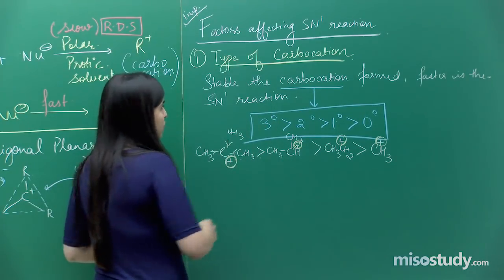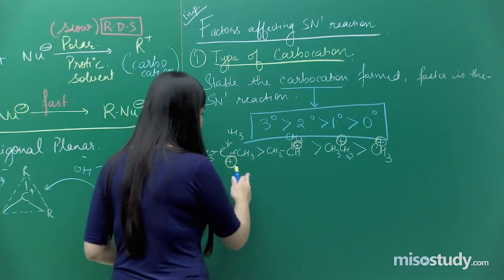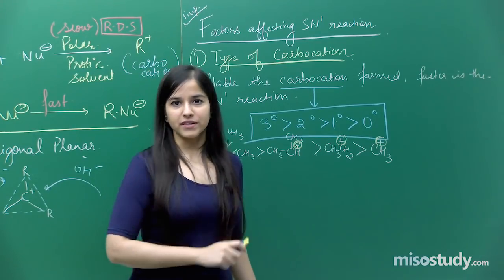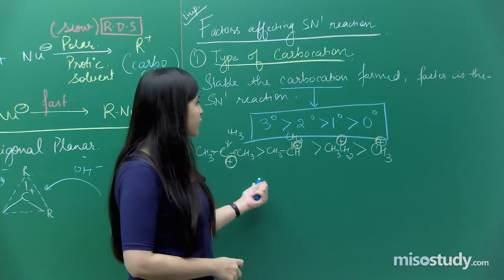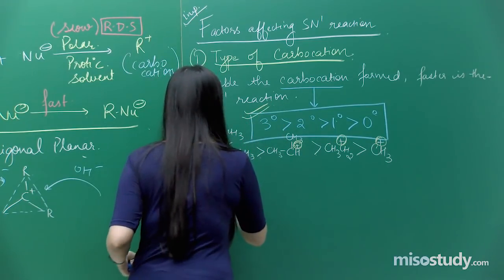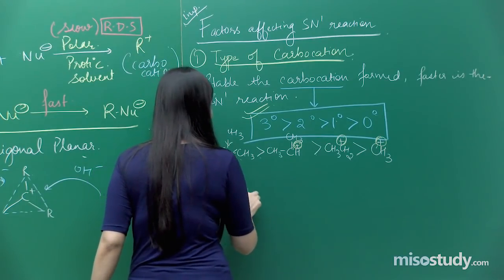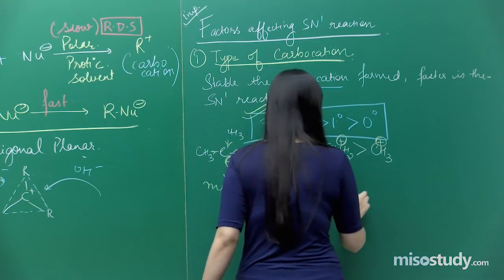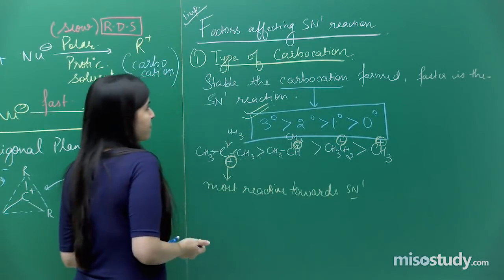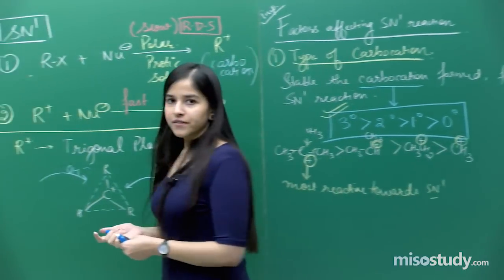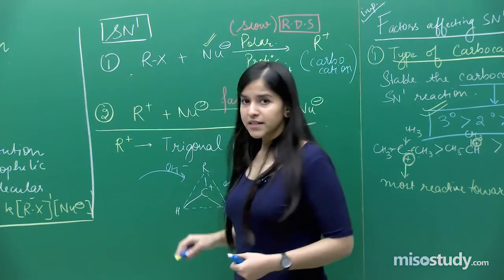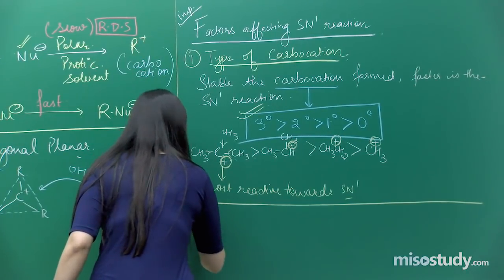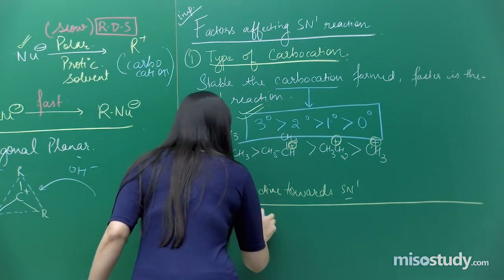Now, as soon as a stable carbocation is formed, I can have the nucleophilic attack faster to it and I can get my desired product very quickly. Clear? So the tertiary carbocation will be most reactive towards Sn1. Fine. Now, the use of nucleophile. What type of a nucleophile do we need to use, right? That is another factor. So let us consider factor number 2. Type of nucleophile.